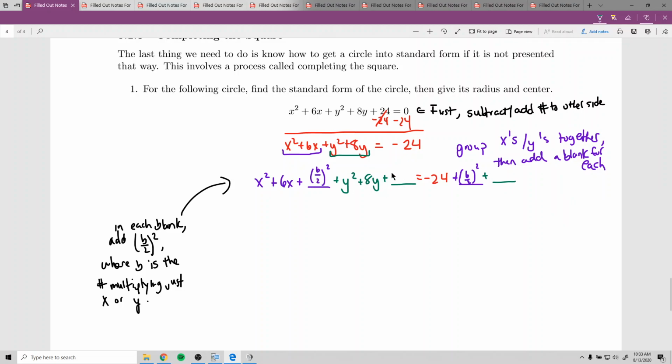And then for the y part, we have 8 for b. So we're going to have 8 over 2 squared added to each one. Now just simplify that number. X squared plus 6x. 6 over 2 is 3, and 3 squared is 9. I'm going to have a 9 there. Plus y squared plus 8y. Plus 8 over 2 is 4, and 4 squared is 16.